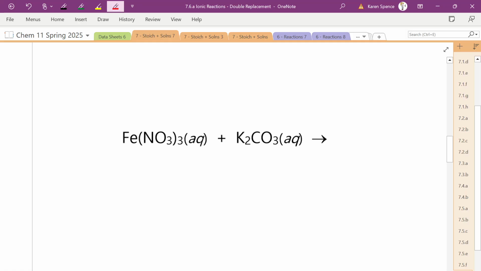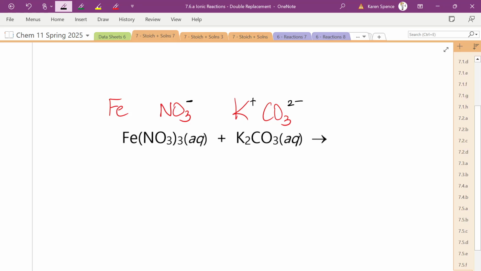Just like before, you're going to say, who are my ions here? And we have Fe, and we have NO3, we have K, and we have CO3. In order to predict the products correctly, we need to have the charges of those ions. We can look up NO3, it's 1 minus. We can look up CO3, it is 2 minus. K, we know, is in column number 1, it is positive.